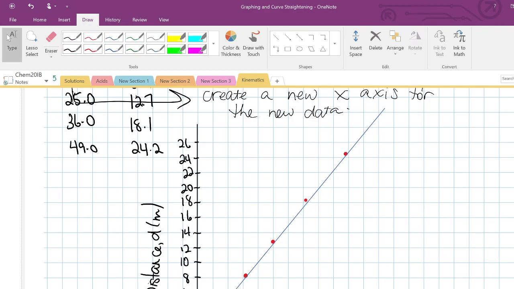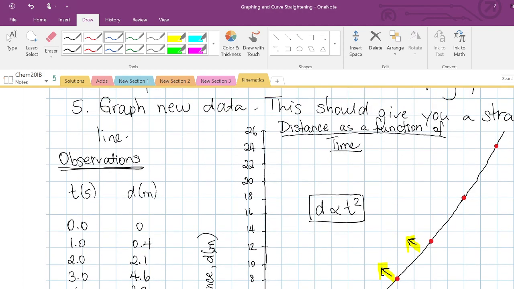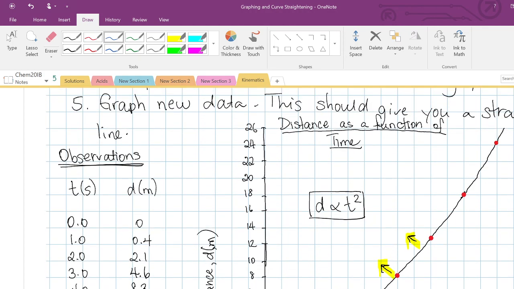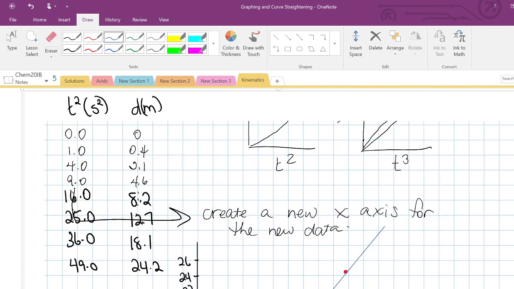and I can draw that on top of all these data points, and you can see that from that original graph. Let's bring that original graph up. You can see that that curve that was originally on my data, that curve has actually gotten straightened out by manipulating the x-axis, by squaring all of those data points and replotting them.